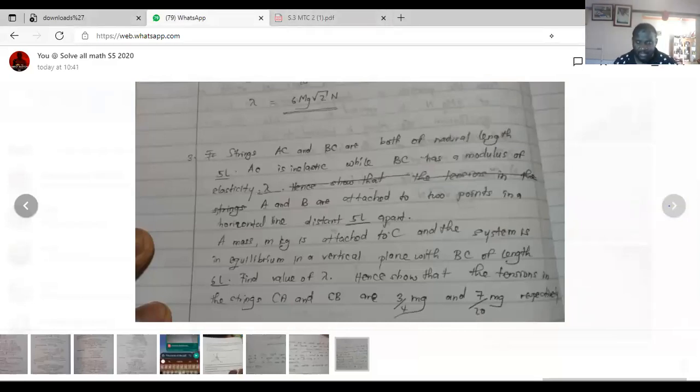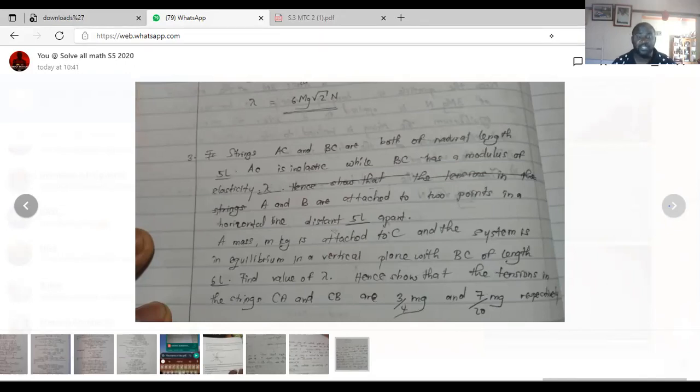And we have Opio Andrew, read for us this question. Strings SC and BC are both of natural length 5L. SC is inelastic while BC has a modulus of elasticity lambda. A and B are attached to two points in a horizontal line distant 5L apart. A mass m kg is attached to C, and the system is in equilibrium in a vertical plane with BC of length 6L. Find the value of lambda. Hence show that the tensions in the strings CA and CB are 3 over 4 mg and 7 over 20 mg respectively. Okay, thank you so much.